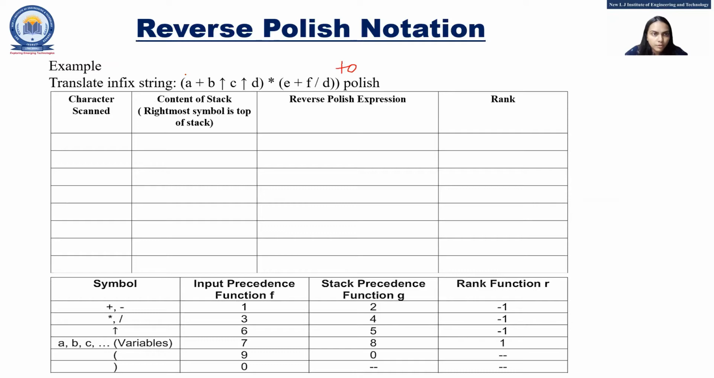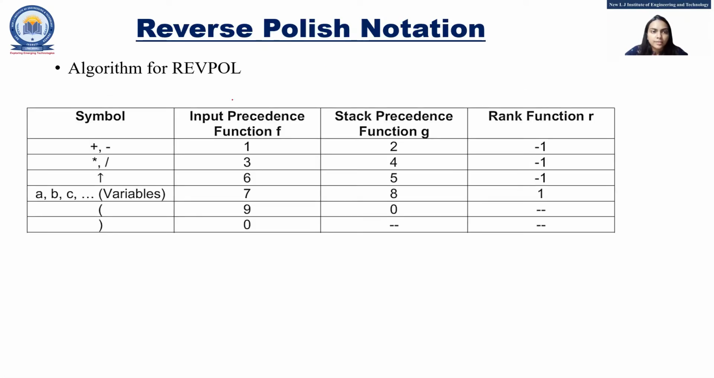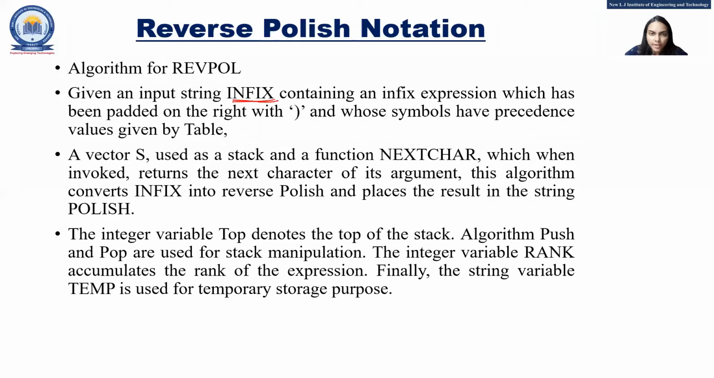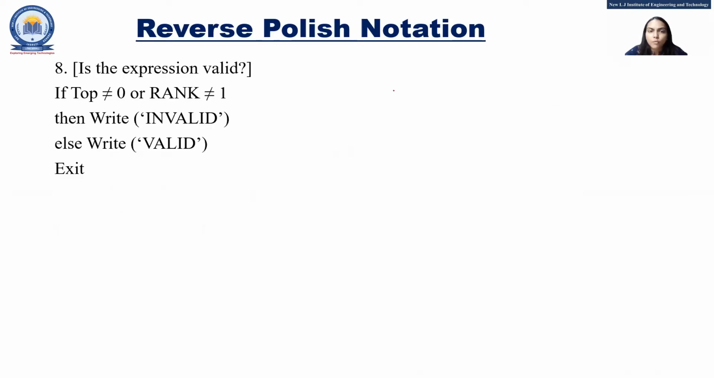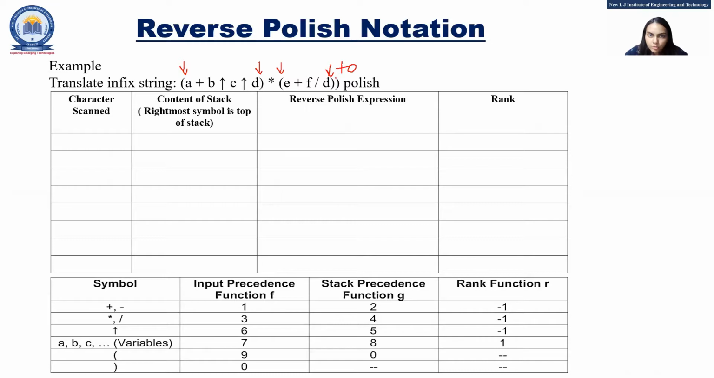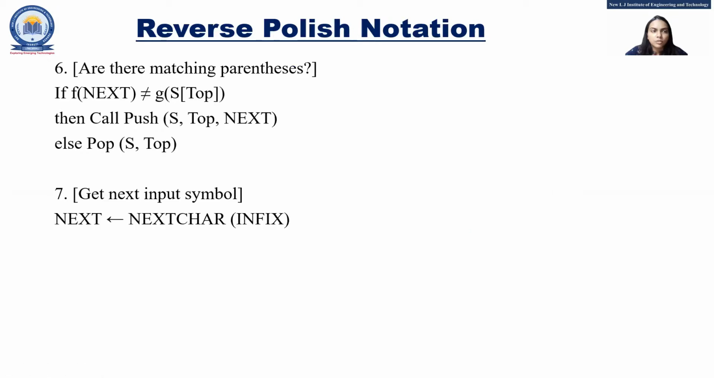So this is the first parenthesis, this is the second parenthesis, and as the algorithm has already mentioned, we are given an input string containing an infix expression which has been padded on the right with this bracket. So if you can see from this string, we have one extra bracket, right? So we will start with an opening bracket also. This bracket has to be matched with this bracket, and ultimately our rank should be 1. Now let us trace the algorithm one by one.